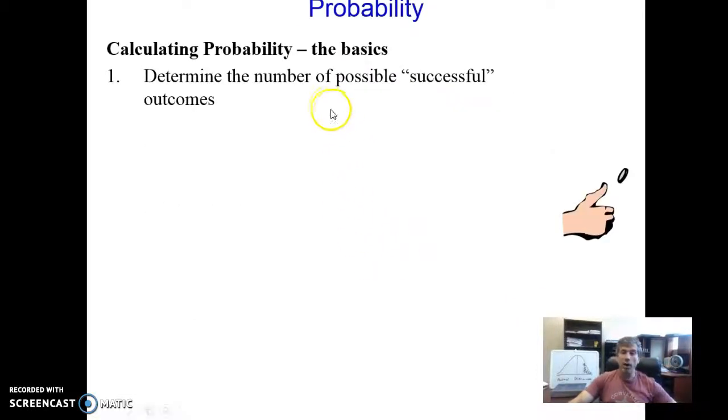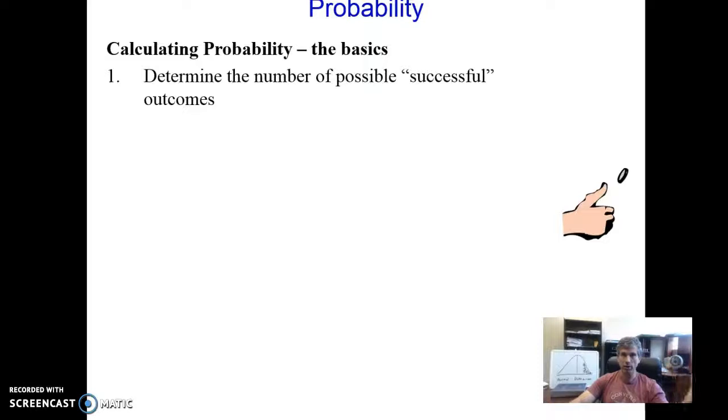So here's how we calculate probability mechanically with a formula. We're going to learn a little more about this in the next talk. First, figure out the number of possible successful outcomes that can happen. Successful outcomes is in quotes because it isn't necessarily something that's good or a success.